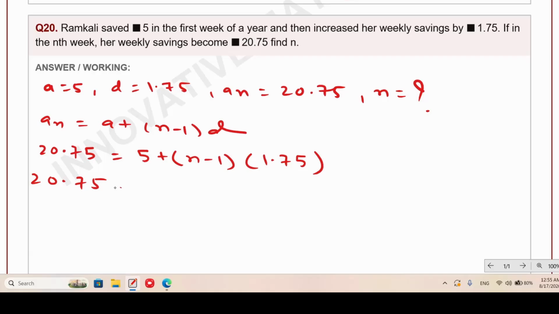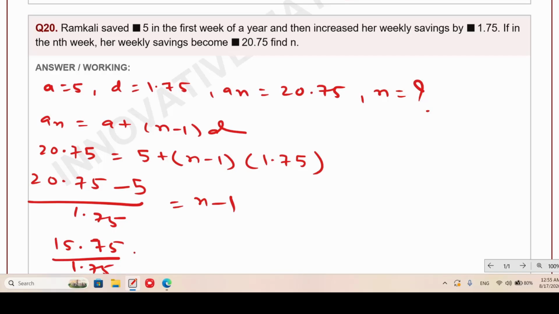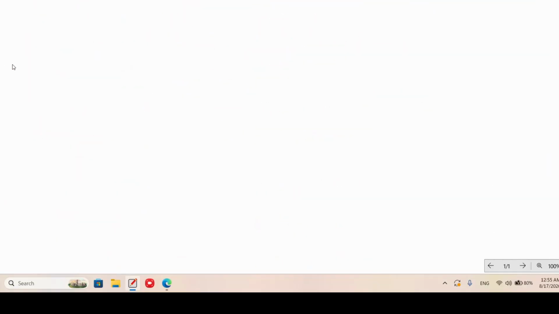So 20.75 minus 5 over 1.75 is equal to N minus 1. So this is 15.75 upon 1.75 is equal to N minus 1. Okay, so 15.75 divided by 1.75 will give you 9. 9 is equal to N minus 1. So N is equal to 9 plus 1, which is 10.